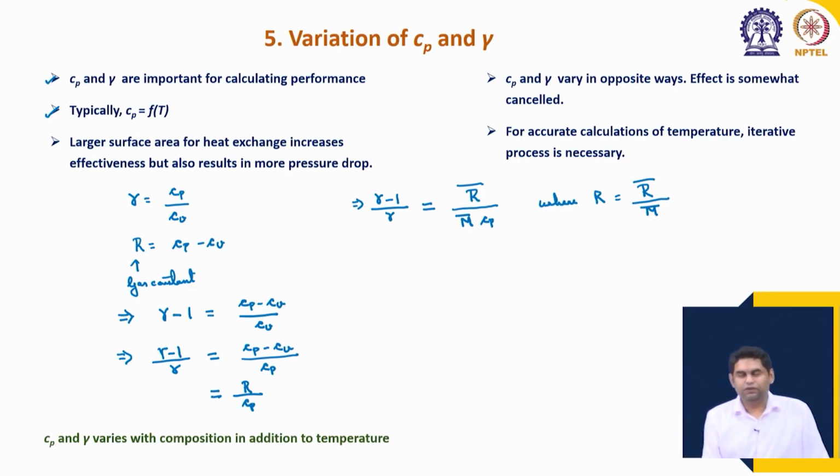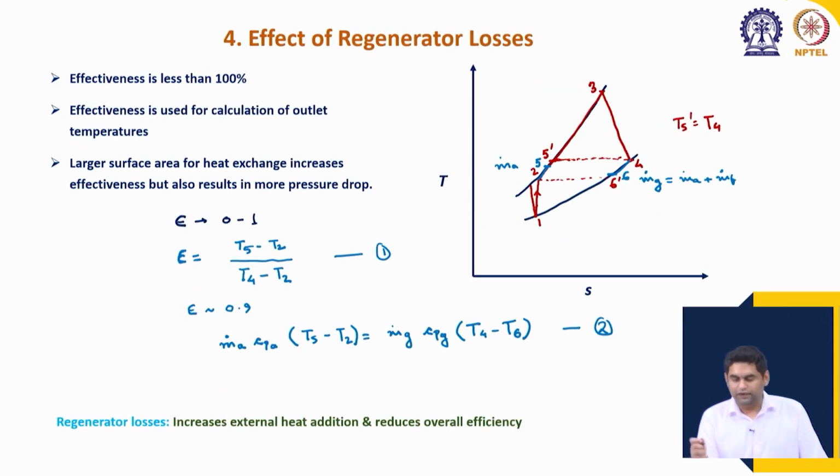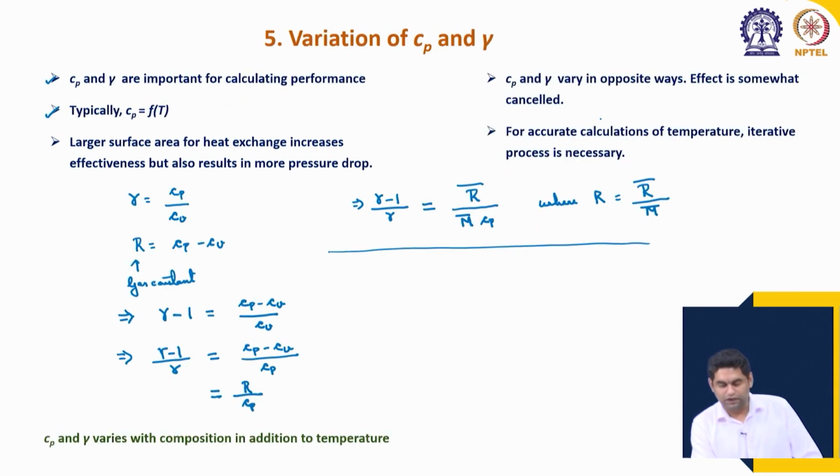But in this course we will take a simpler approach. We will divide the entire cycle into two different regions. One is the air side, which is the compressor and regenerator air side, and the other is the gas side, which is the turbine and regenerator gas side. For the combustion it is going from air to gas. Accordingly, we will take Cp values for quick calculation. This is what we will follow in this course.